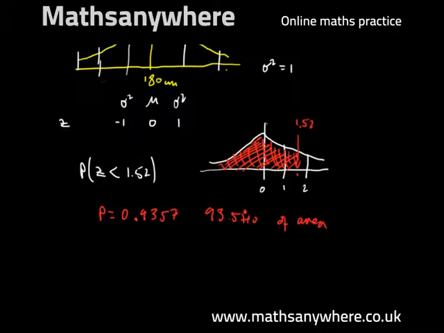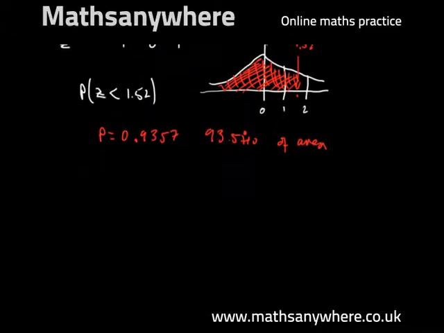If we try another one, we might be asked, what is the probability of an outcome being less than or greater than, we'll say 2.60. Always draw your diagram on these. Oh, that's not straight enough even by my standards.